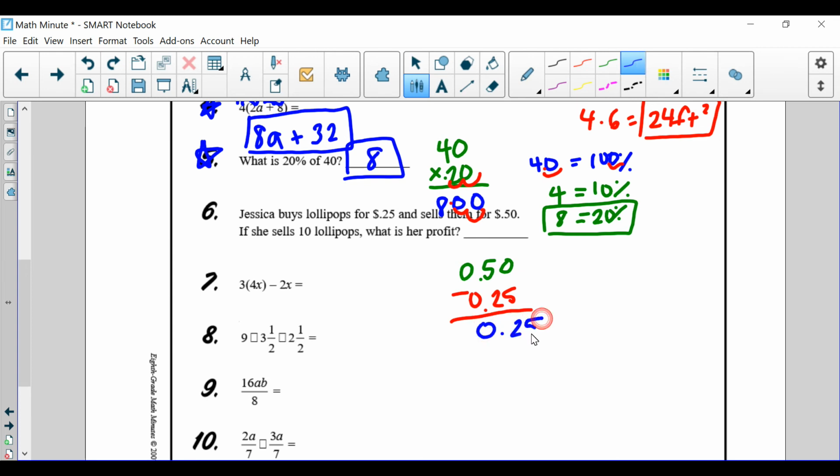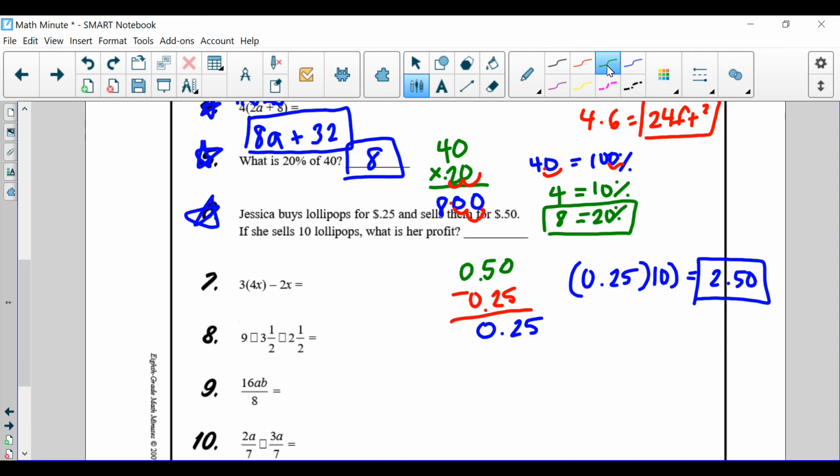So if you know that she sells 10 lollipops, we're going to go 0.25 times the 10. And we end up getting, what? That would end up being $2.50. I know that because I simply moved over the decimal. You can also check with a calculator, but with this one, you can just move the decimal over one place value and you'll get the amount $2.50. All right, if you got that, give yourself a star. Let's keep going.